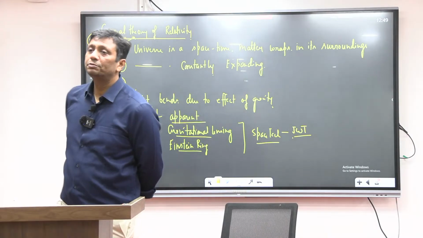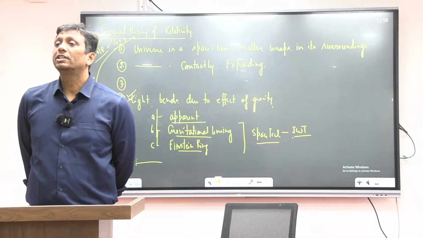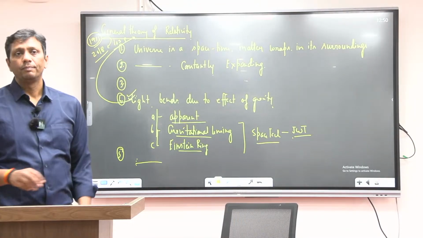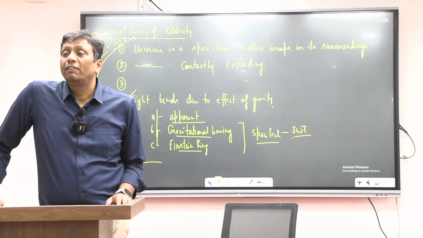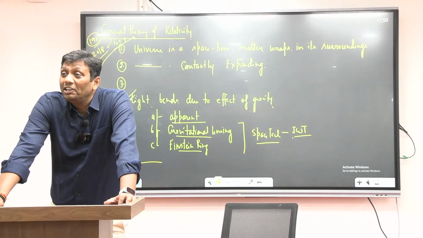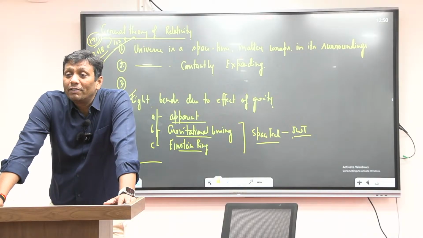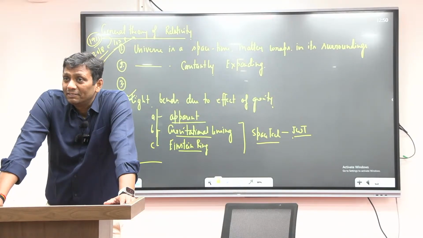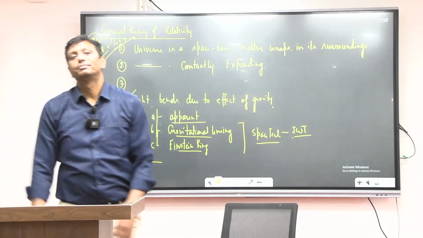Which person informed first about the existence of gravitational waves? Einstein, in the General Theory of Relativity. In which year? 1915. And you know, gravitational wave existence was proved in 2015. 100 years, approximately, later it was experimentally proved that gravitational waves exist. Okay, Einstein informed 100 years back.